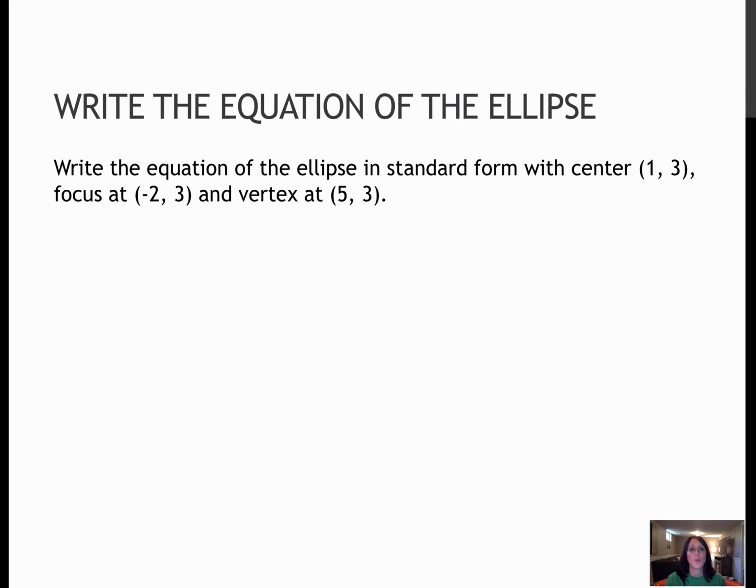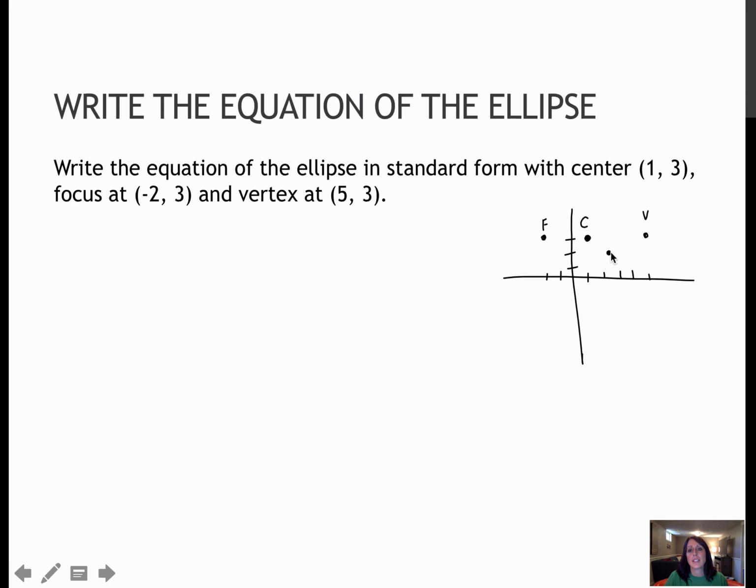In this question, we are given different information. So we are given the center of 1, 3. Might be helpful to visualize this. So at 1, 3. We're also given a focus at -2, 3. And we're given a vertex at 5, 3.